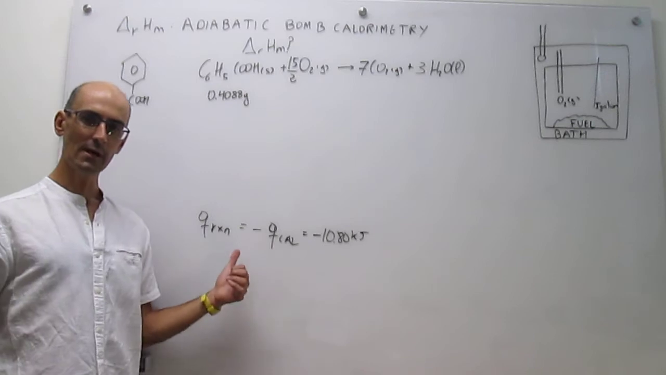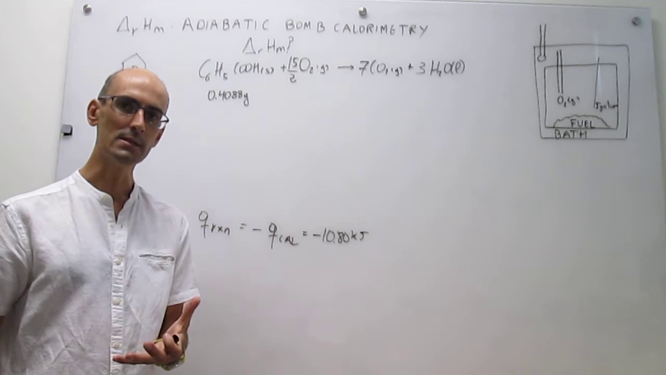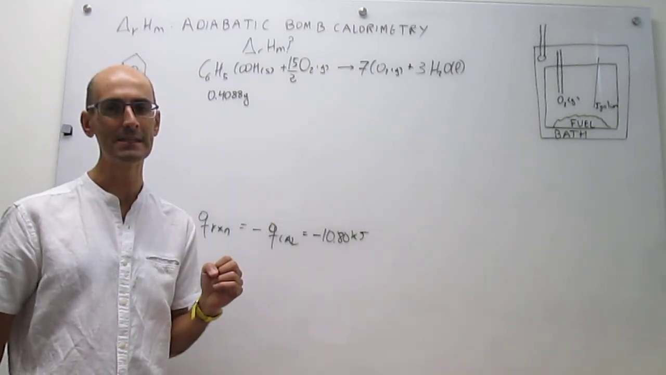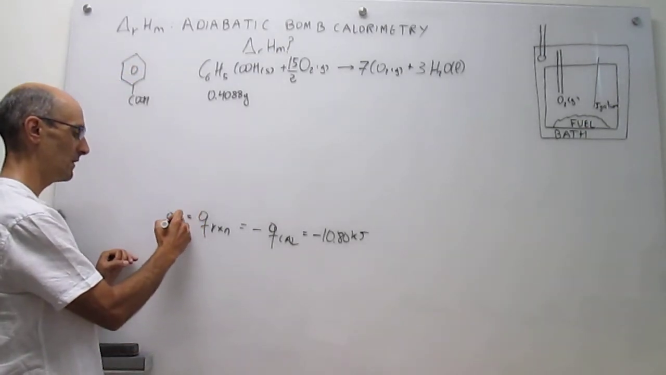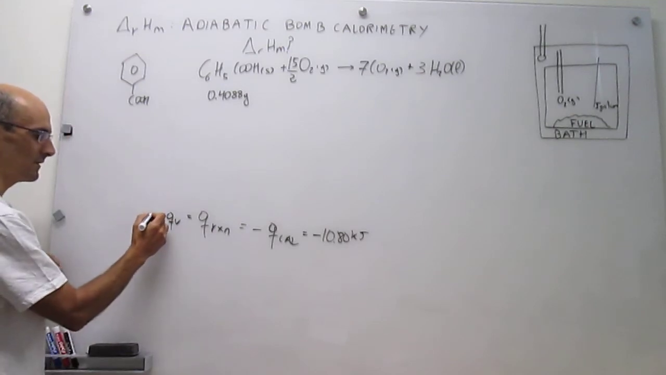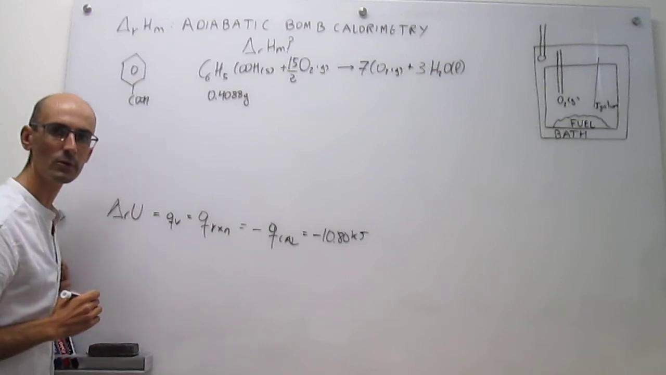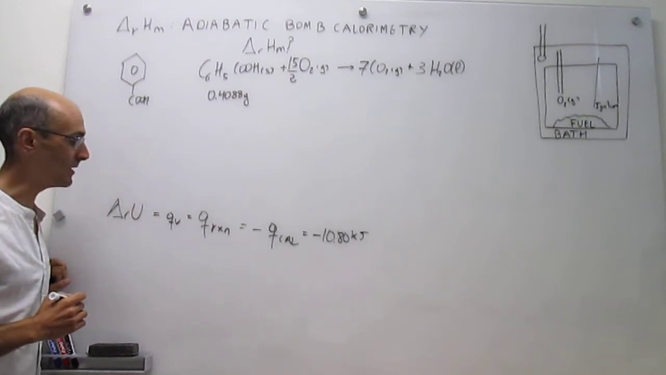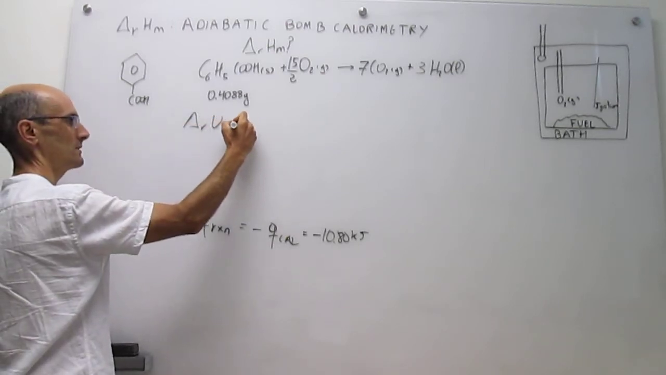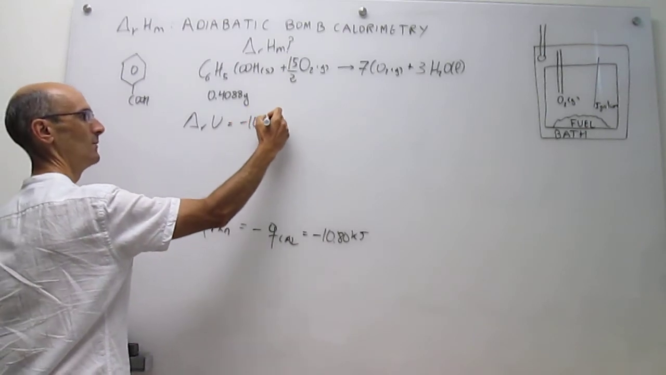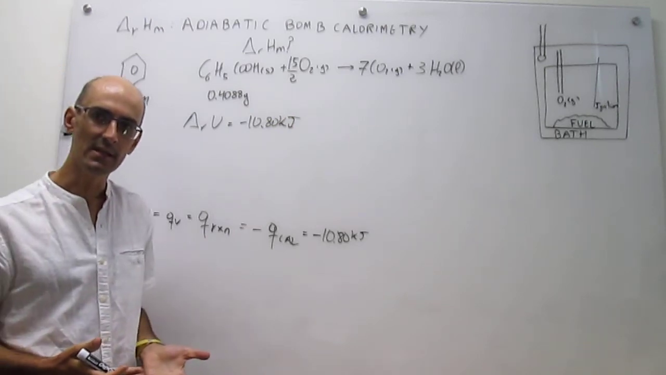Okay, so the question is, how do we go from this heat to the enthalpy? Well, the first thing to recognize is that this process, the reaction, is taking place at constant volume. So this Q of the reaction is really Q sub V, and we know that Q sub V, constant volume, is equal to the change in internal energy. That is one of the things that we learned in the first law. So automatically we know what delta rU is, and that is simply minus 10.80 kilojoules. Great, so we know the change in internal energy in the reaction.